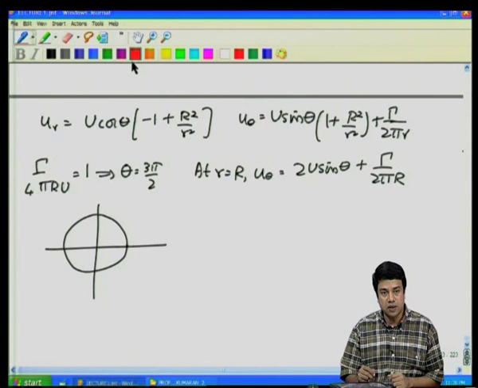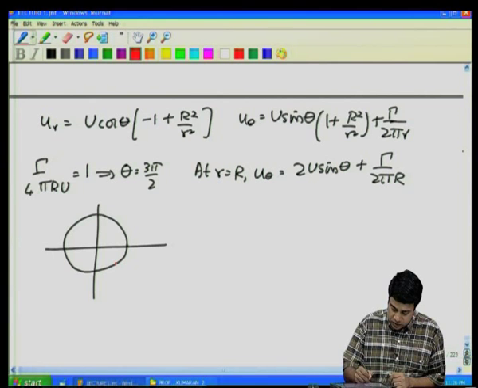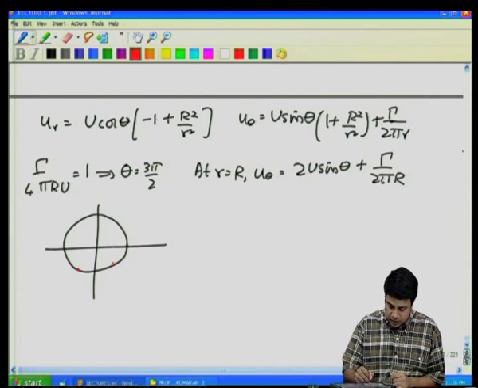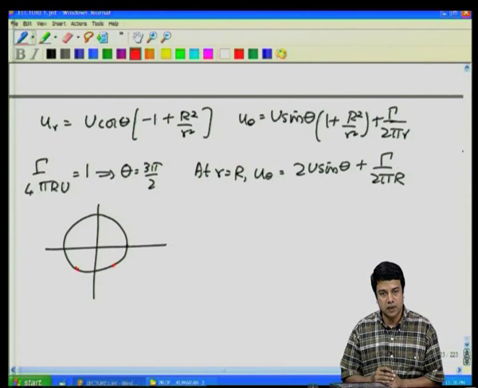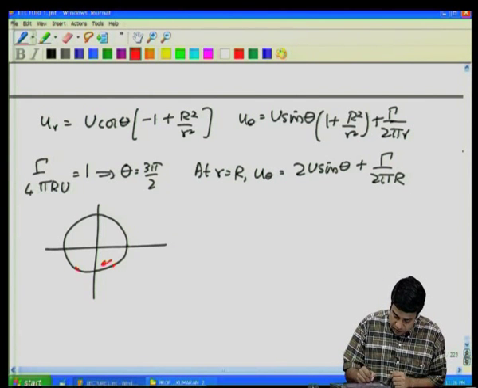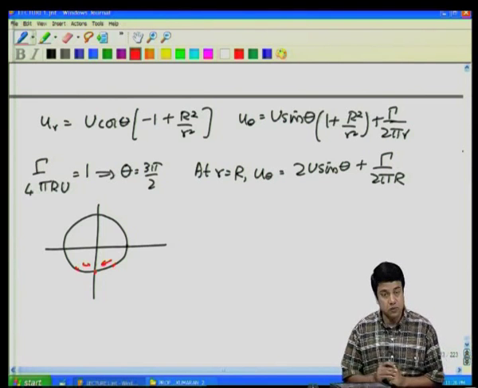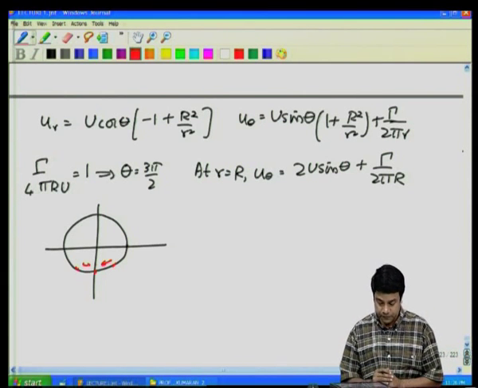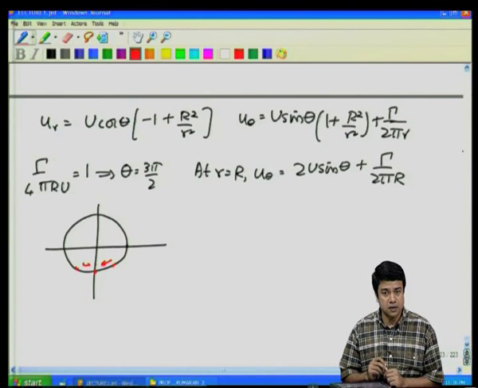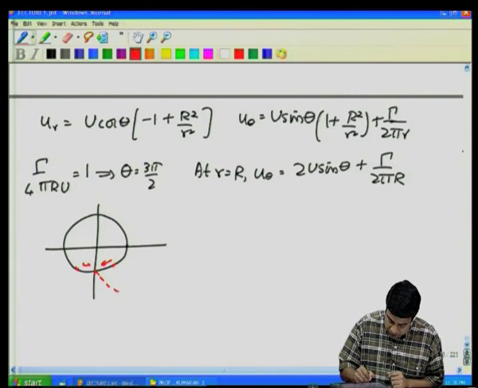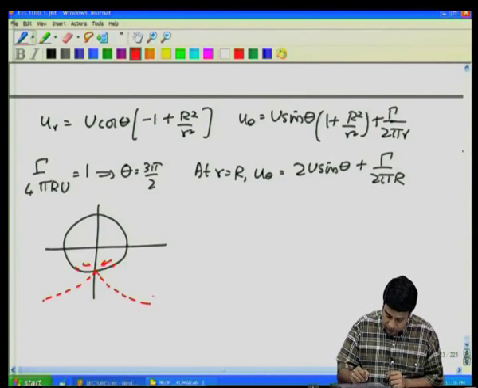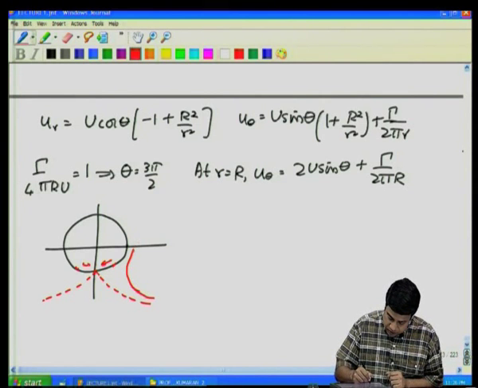You recall that for Γ/(4πRu) less than 1 I had two stagnation streamlines which were symmetrically located about the 3π/2 angle. As it approaches 1, these two will come together and merge to get just one stagnation streamline, because there is only one solution at which u_θ is equal to 0 for Γ/(4πRu) equal to 1. So, therefore, I will get stagnation streamlines that come something like this, and the flow around the cylinder will look something like this.